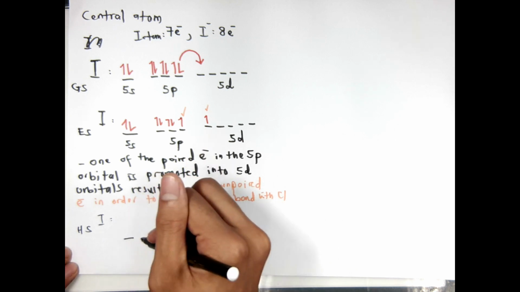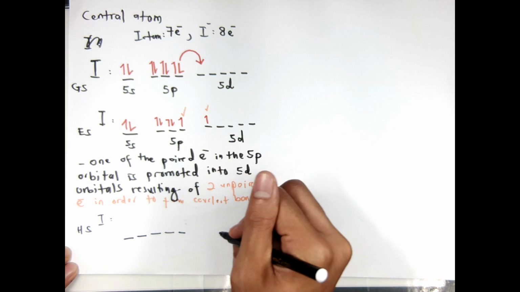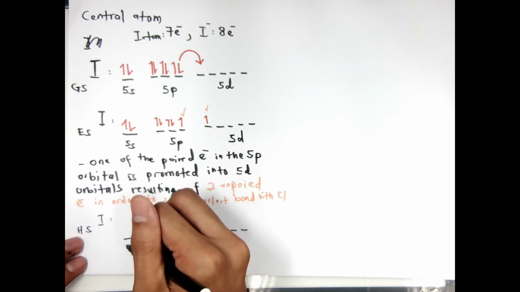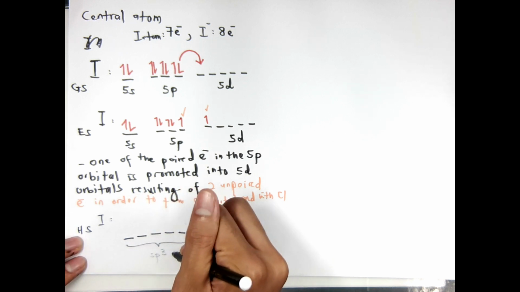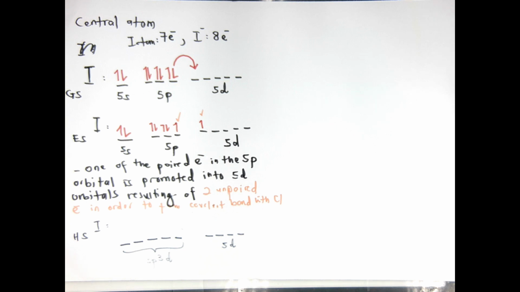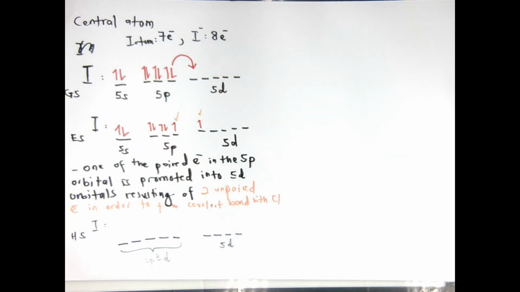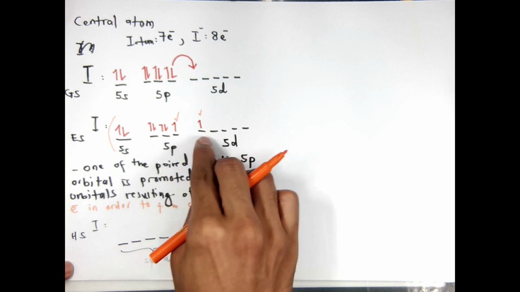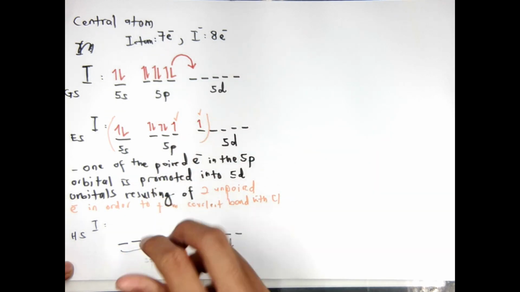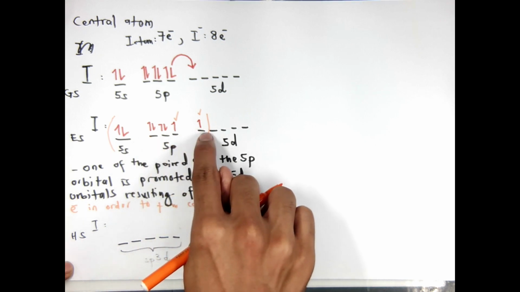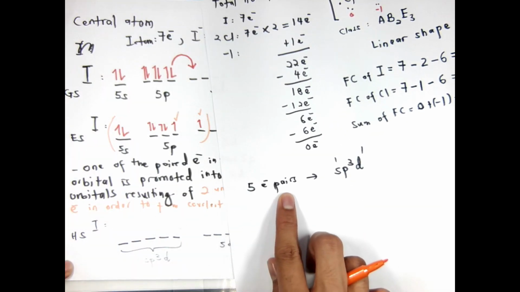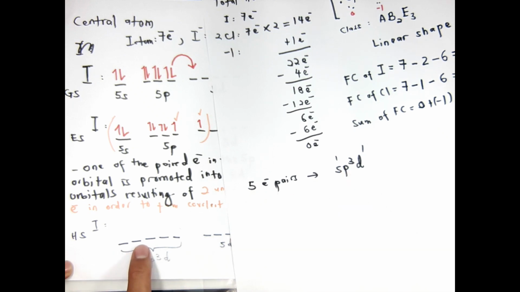So let's do that. 1, 2, 3, 4, 5, and this one is the balance. This one is all sp3d because we combine or mix the orbitals from 5s, 3 5p, and 1 5d. So we got this one. Since we're combining 1, 2, 3, 4, 5, we got 5 orbitals. It is also consistent with what we have drawn, which is 5 electron pairs, which is sp3d: s, 3p, and 1d.